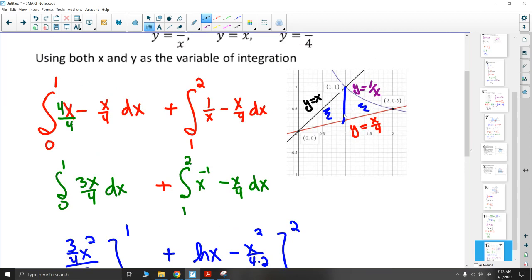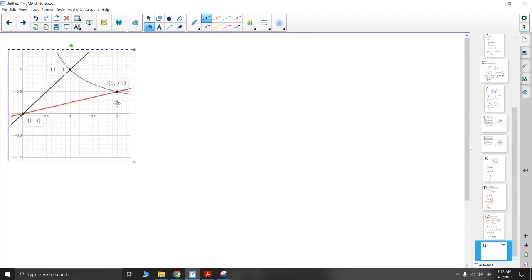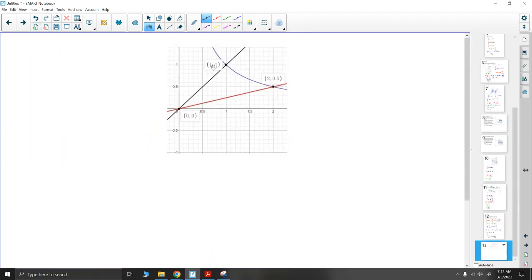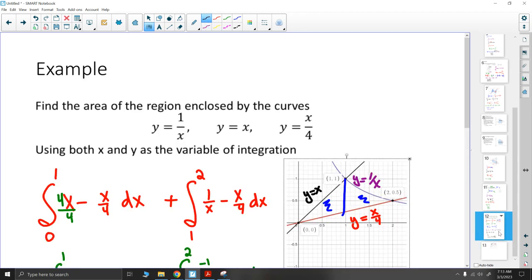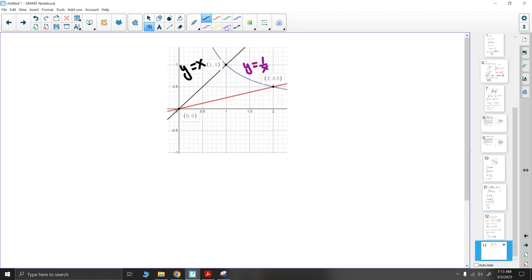Okay, now we should see if this checks out in terms of y. So I'm going to copy this. I'm going to create a new slide and bring it over. Again, this is our y equals 1 over x. This is our y equals x. And we had x over 4.